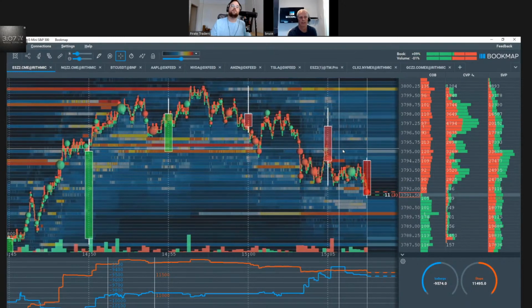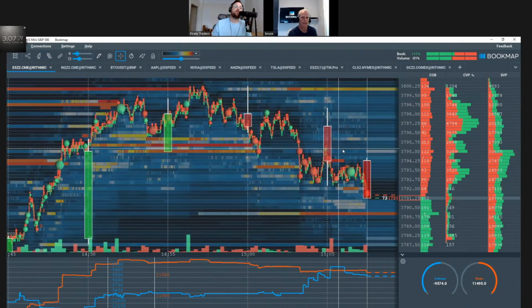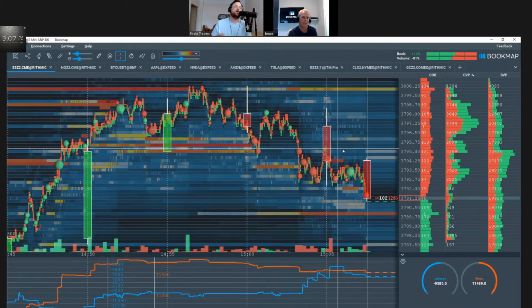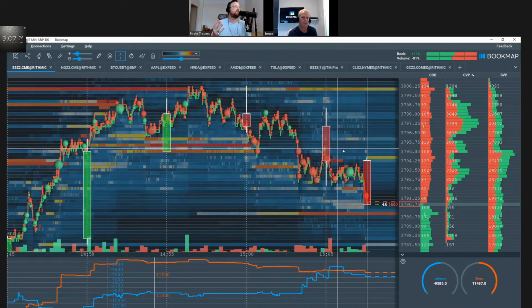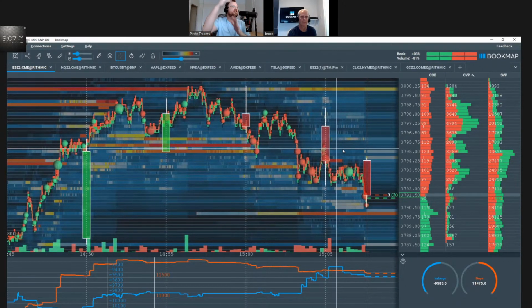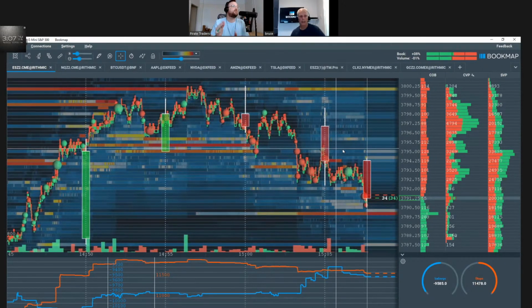Okay, cool. So Courtman is asking, any tips on using Bookmap for the NQ without getting lost in the nuances? I too have noticed it seems almost like there's too much going on. Are there any tips for that?